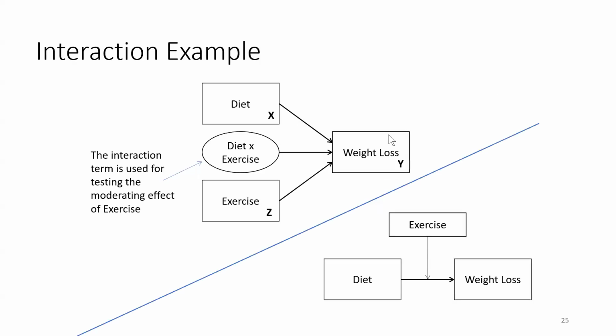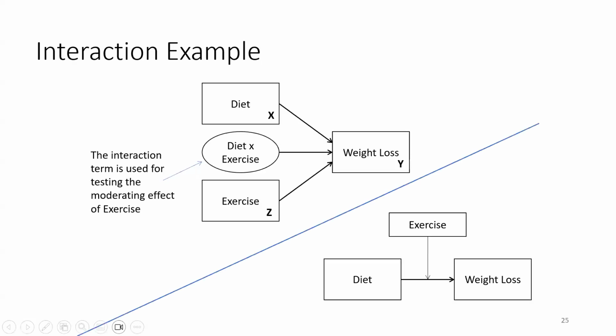Okay, now I'm talking about moderation. There are two types of moderation. The first one is the interaction moderation. So what happens here? Mediation was about the indirect effect. Moderation is about the joint effect, interaction moderation.